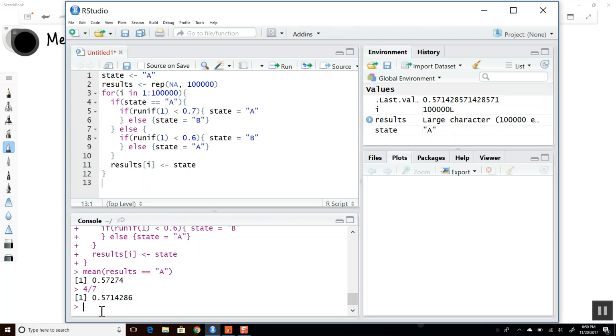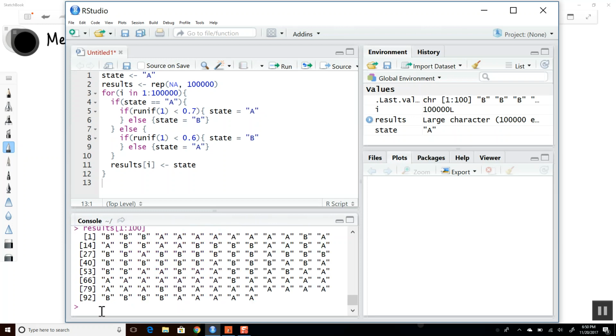So if I just do results, we'll look at the first 100. We can see B, B, B, A, we're at A for a while, then we transition to B, then we transition back to A, then we go to B, and so on and so forth. And sometimes at B you just keep flipping the coin and you stay at B for a long time, something like that.